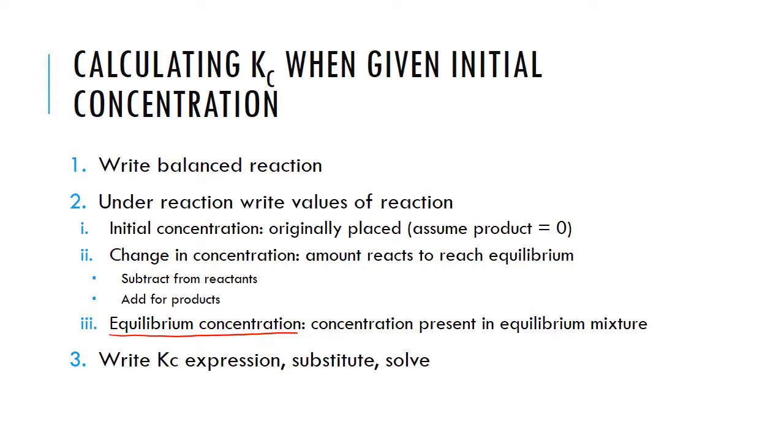Now you'll hear these called ICE tables, and the reason they're ICE, it stands for essentially what goes on that line. I for initial, C for change, E for equilibrium. I actually had a student tell me he does RICE to remember that R is the reaction, I is the initial concentration, C is the change in concentration, E is the equilibrium concentration. Choose one that works for you to help you remember how to set it up.